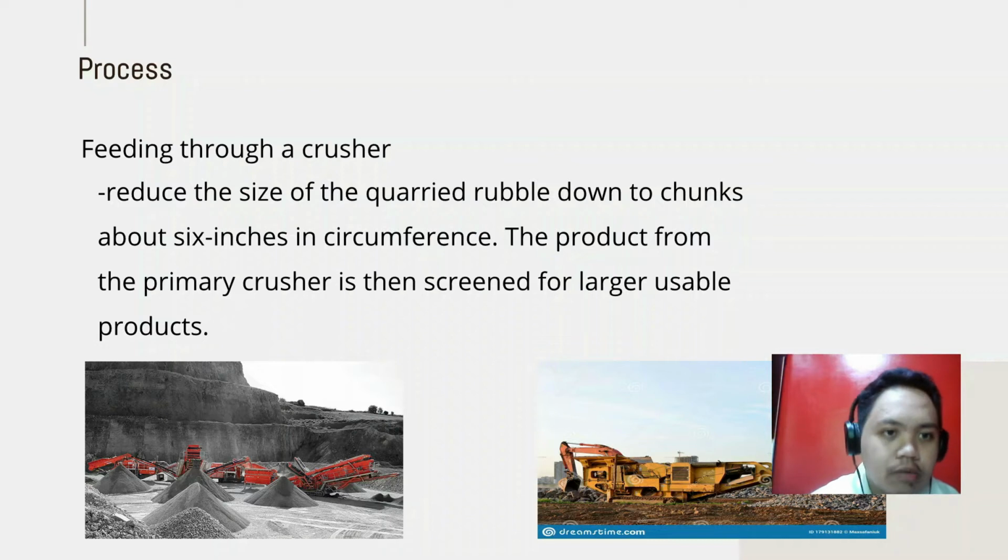So next natin sa processing is feeding through a crusher. Earlier nabanggit natin yung pagpaprocess, but here nangyayari siya through reducing the size of quarried rubbles down to chunks 6 inches in circumference or other sizes. The product from the primary crusher is then screened for large reusable products.